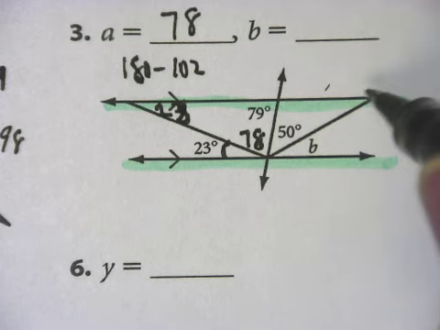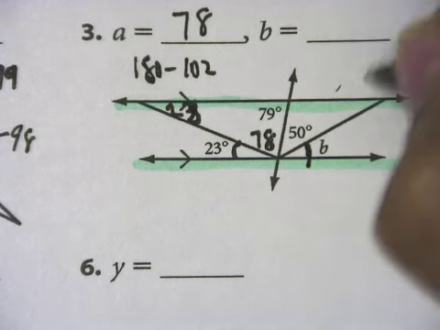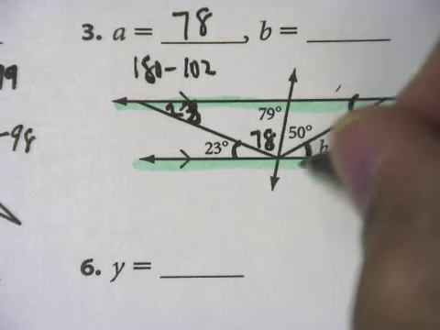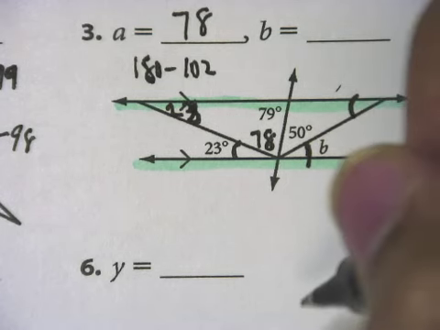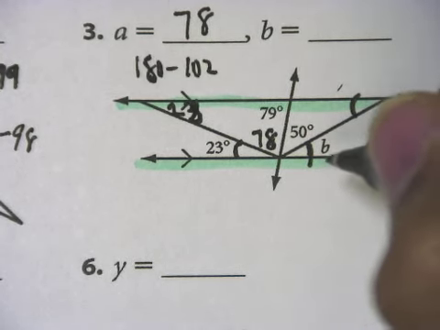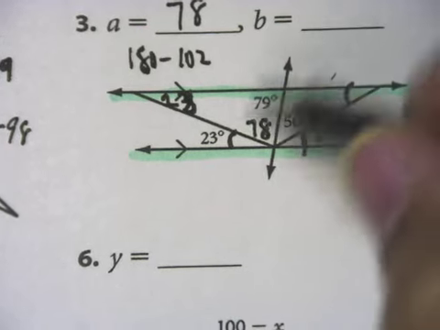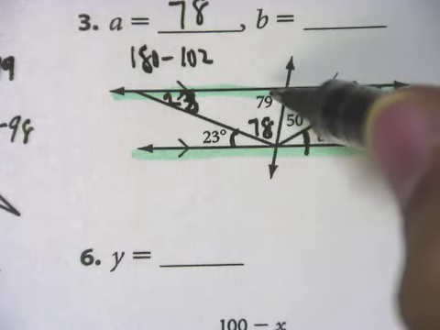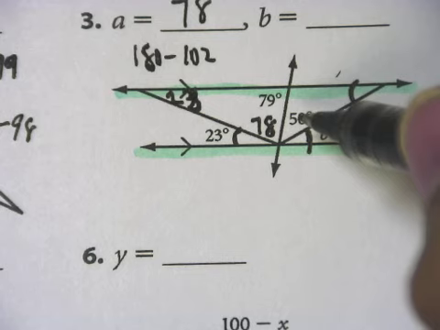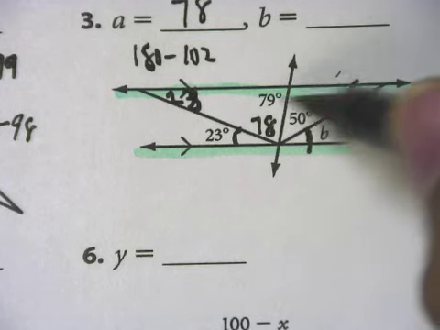Next, I know again that these are parallel lines. This is a transversal. I'm looking for B. So I'm going to know that this angle here and this angle here are alternate interior angles, which are congruent. Now, I don't have B here, so I can't get this directly right away. Well, maybe I could. I know that this is 23. I know that this is 78. I know that this is 50.